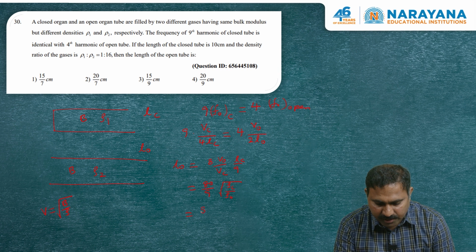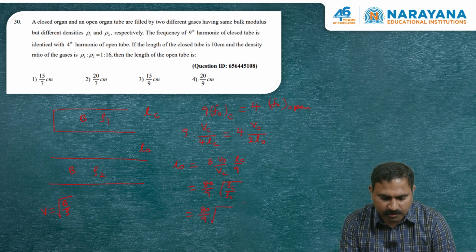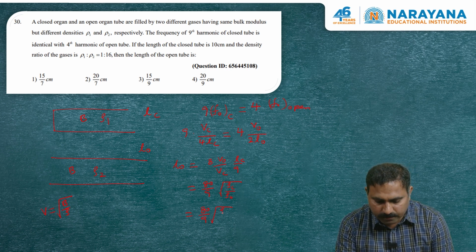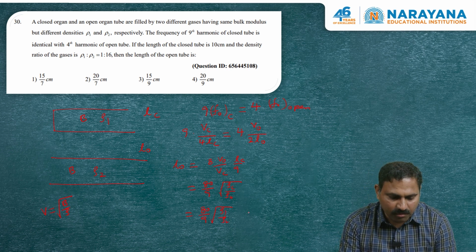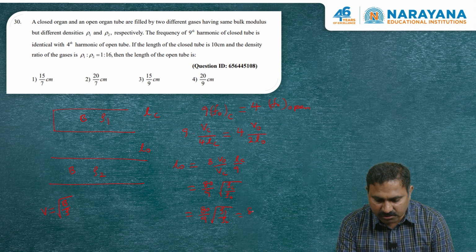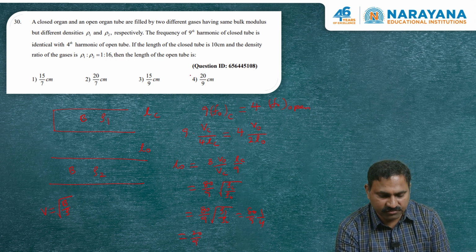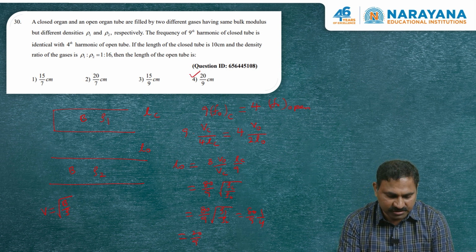V naught by Vc will be square root of rho c by rho naught. So it is coming out to be 80 by 9 into square root of rho 1 by rho 2. The value of rho 1 by rho 2 given is 1 by 16. So it will be 80 by 9 into 1 by 4. Finally it will be 20 by 9. So option is 4 here. Let us go to the next question.